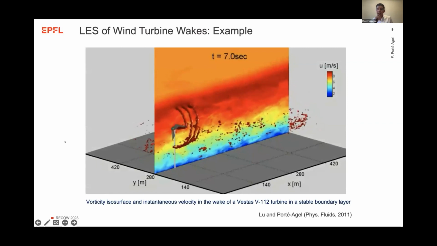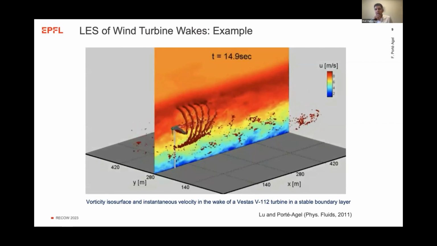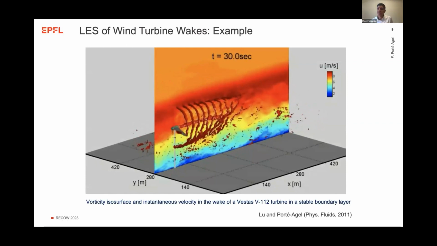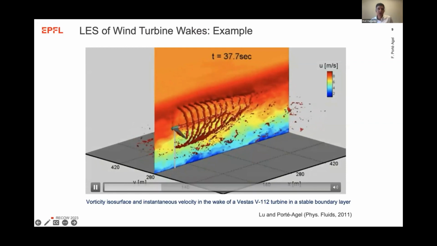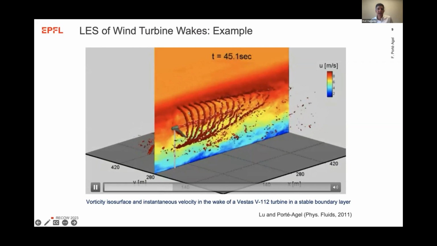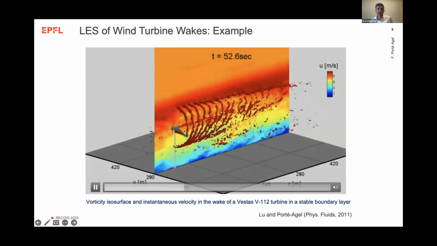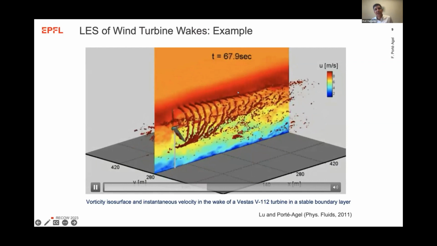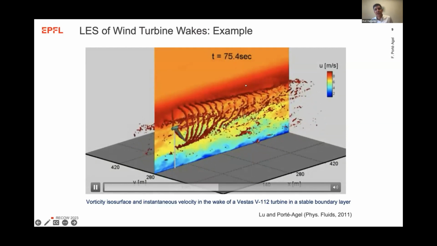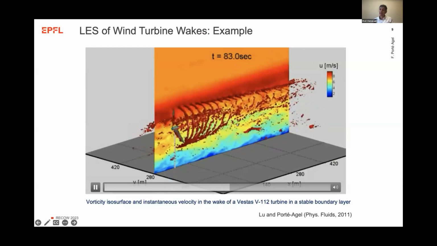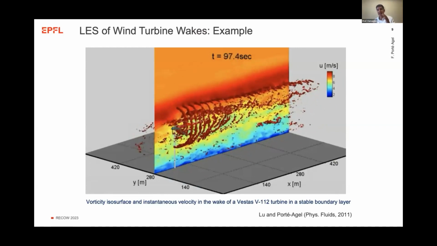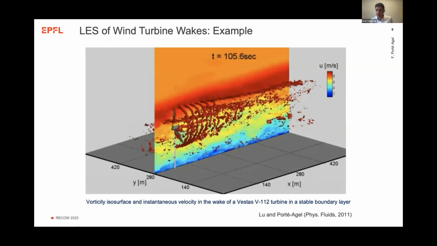You can see how rich the dynamics are, with helicoidal tip vortices being shed. Also the hub vortex. You have a reduction of velocity in the wake. You also have a very clear effect of shear, with different advection velocities at the top and the bottom. There is even an effect of veer, because there is Coriolis forcing that makes the wake rotate at the same time.